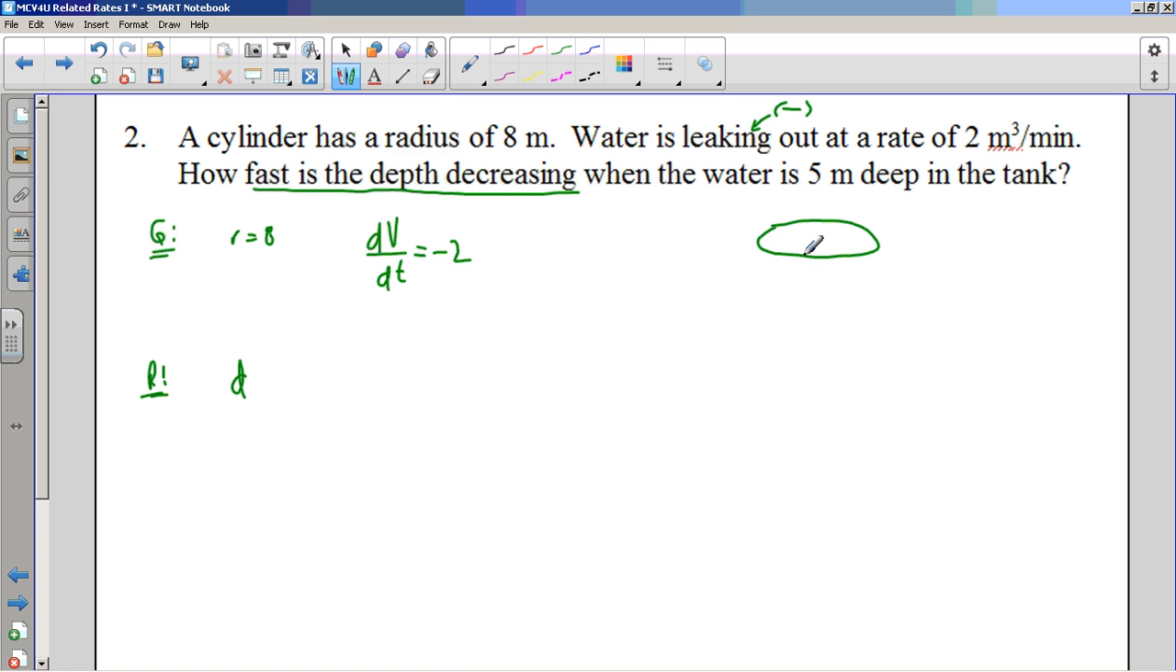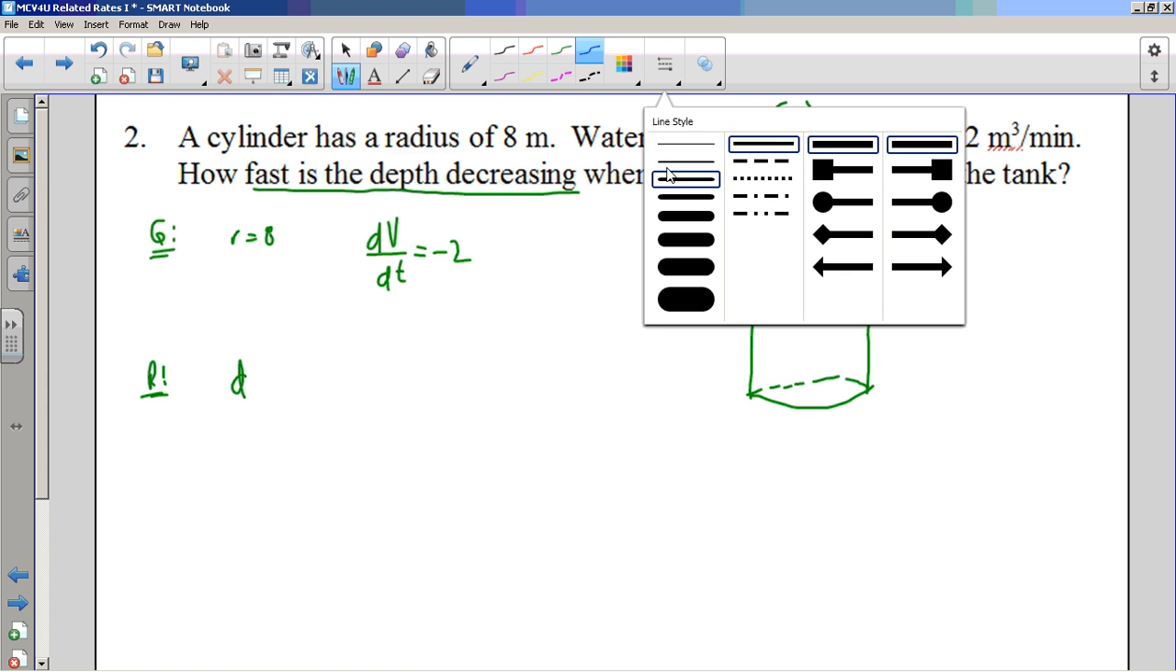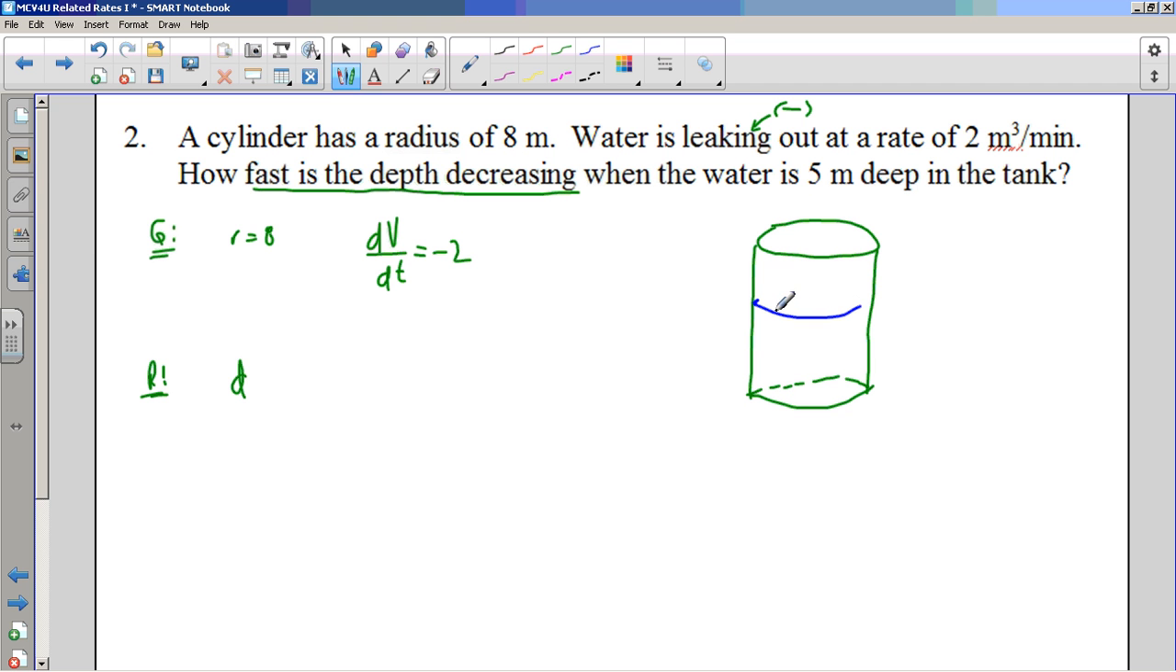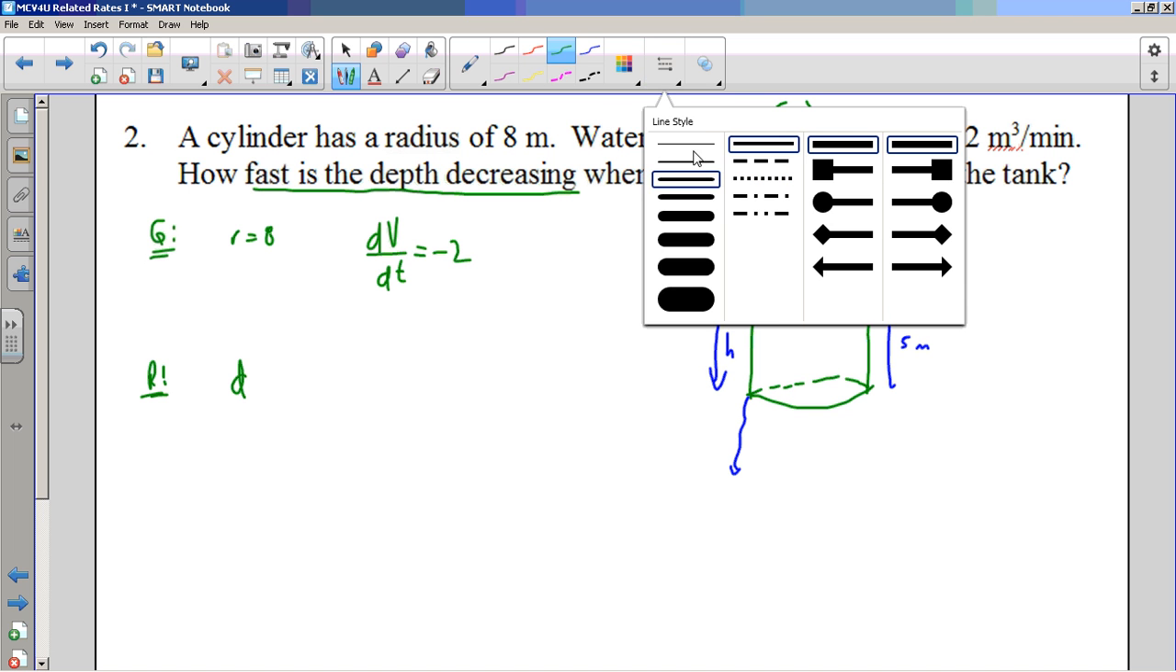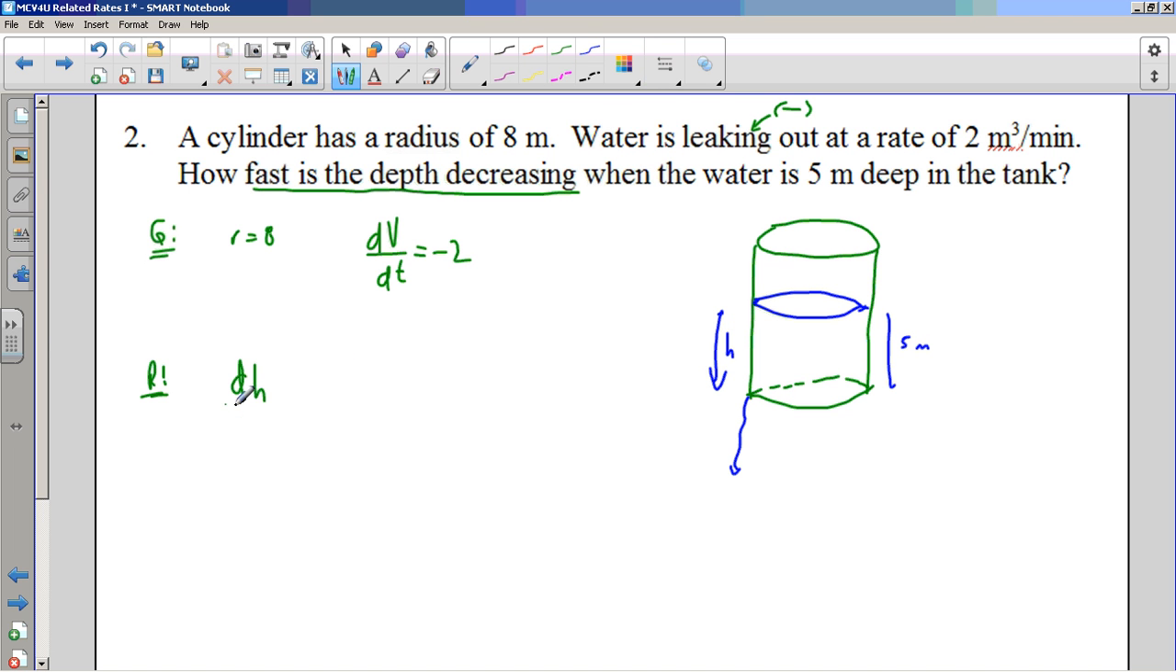If we've got a tank, something like this. We've got a bunch of water in here, like this. When there's 5 meters in the tank, the water's leaking out here. The question is how fast is the depth decreasing? So this is the height of the water. I'm going to call this then dH/dt, and I want that value, that rate, when the water is 5 meters deep.